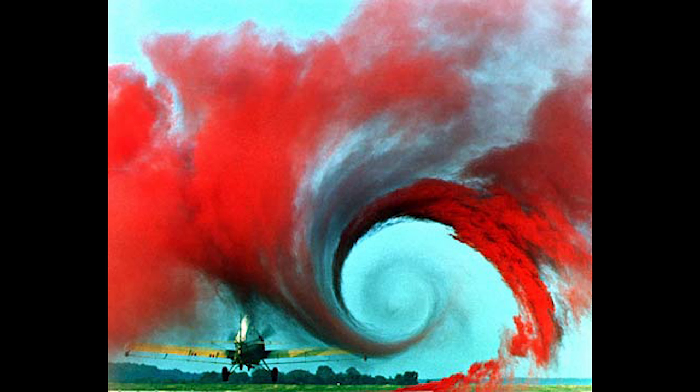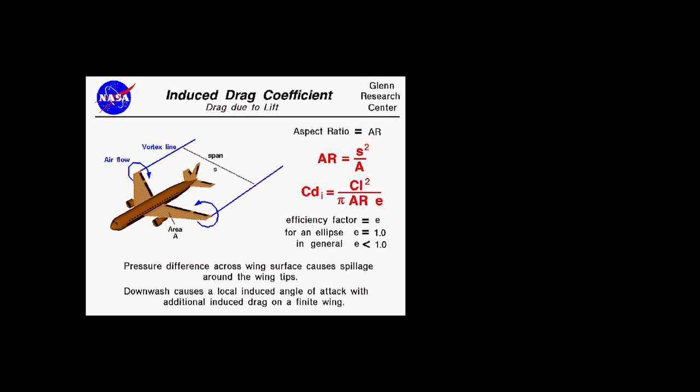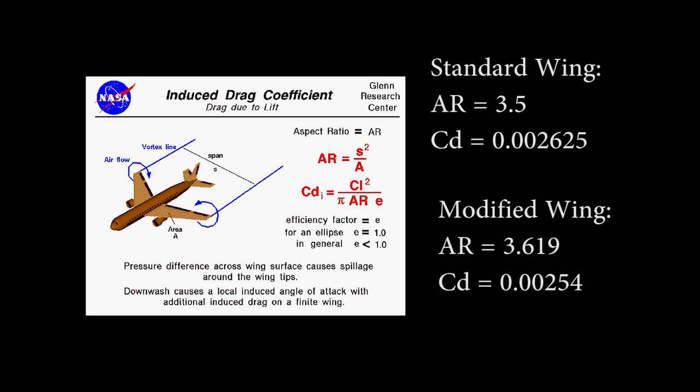The induced drag coefficient is dependent on the aspect ratio, the equations for which are displayed here. The analytical values calculated for those are 3.5 and 0.002625 for the standard wing, and 3.619 and 0.00254 for the modified wing, respectively.